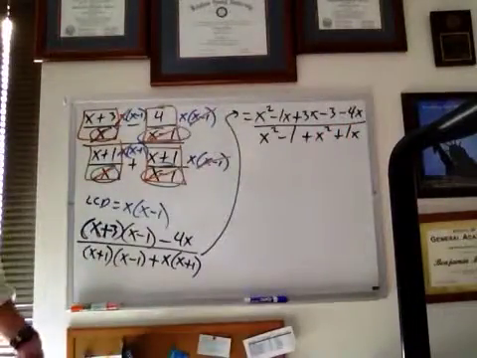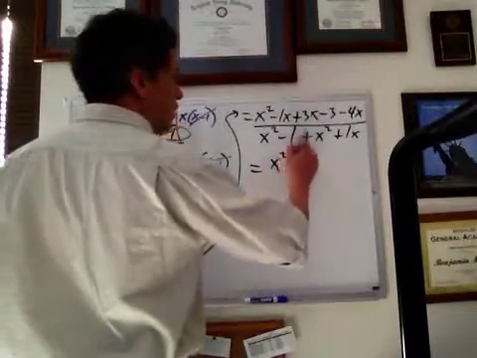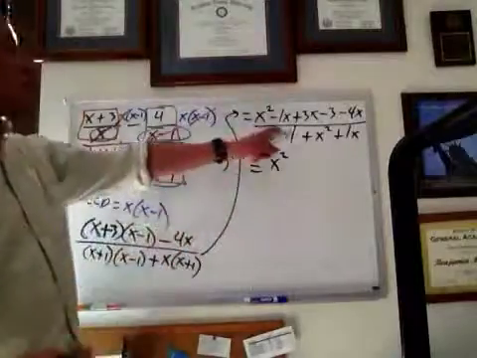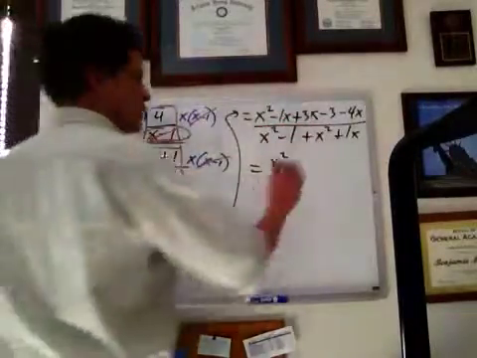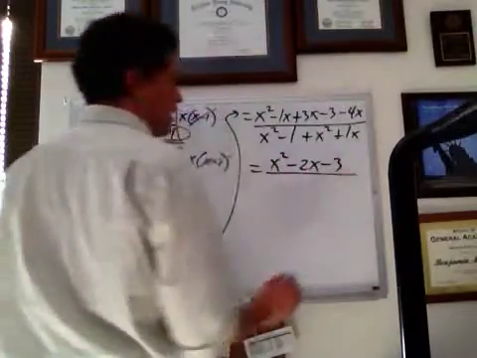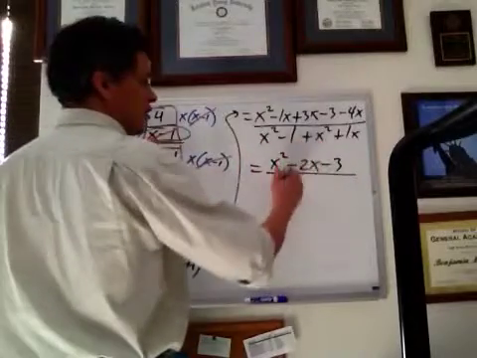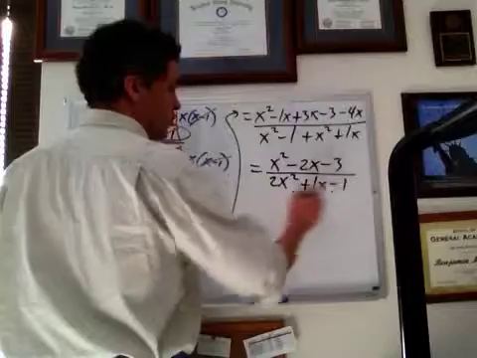I'll go ahead and I'll simplify my like terms now. X squared, so here I've got a negative 1x plus 3x, that'll be 2x. 2x minus 4x is a negative 2x. And then my minus 3. All of that over 2x squared plus 1x minus 1.